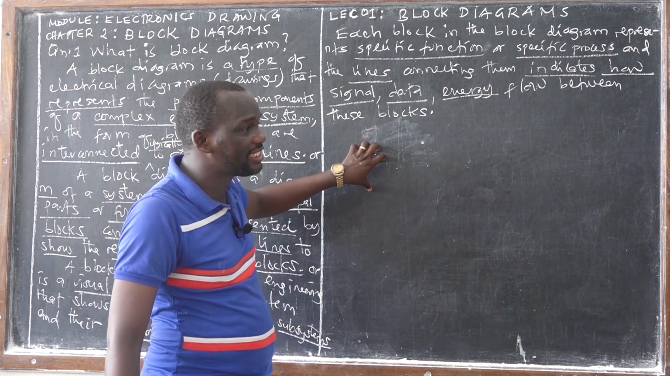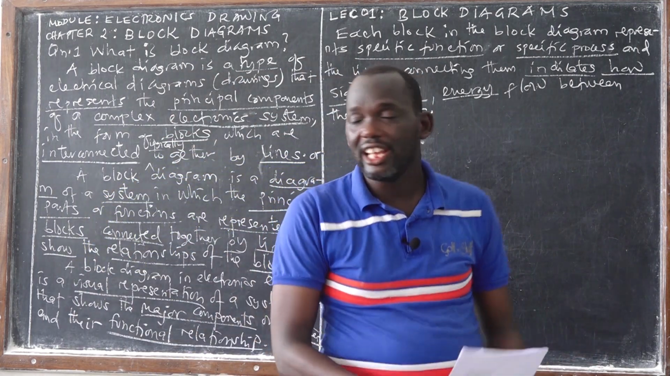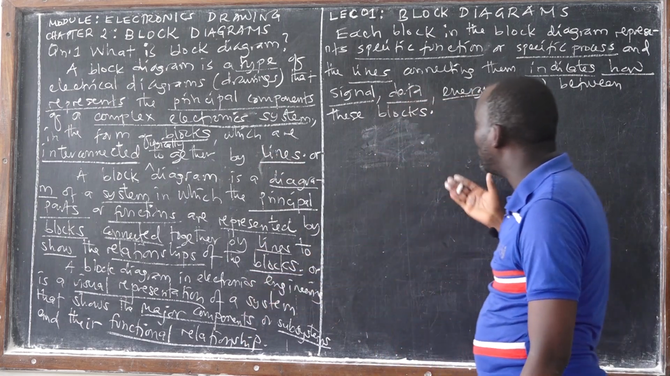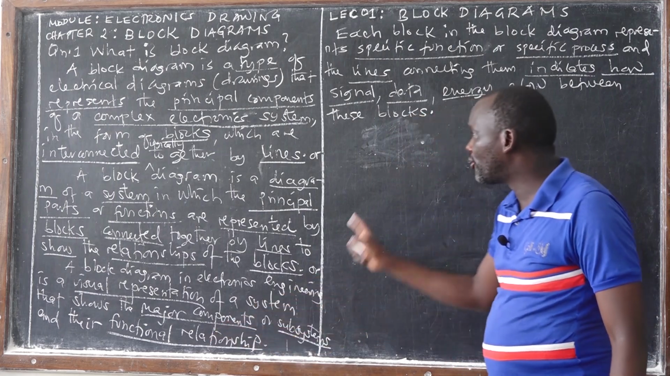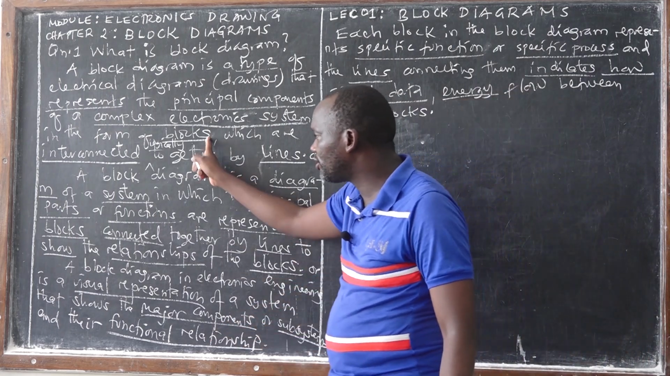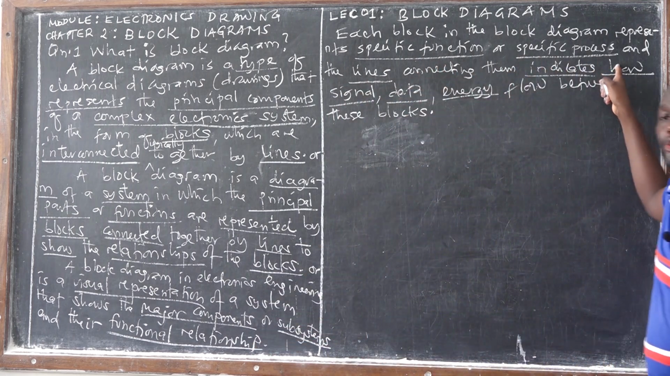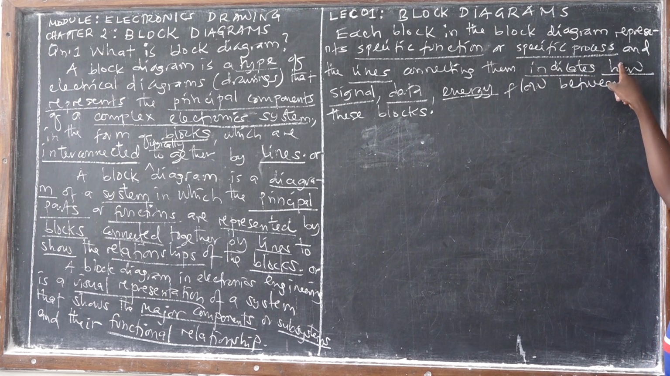You can see that this sentence is very important because it gives you more information that we did not mention in the definition. For instance, in the first, second and third definitions, we mentioned function, but we did not mention process, either specific function or specific process. So this is additional.